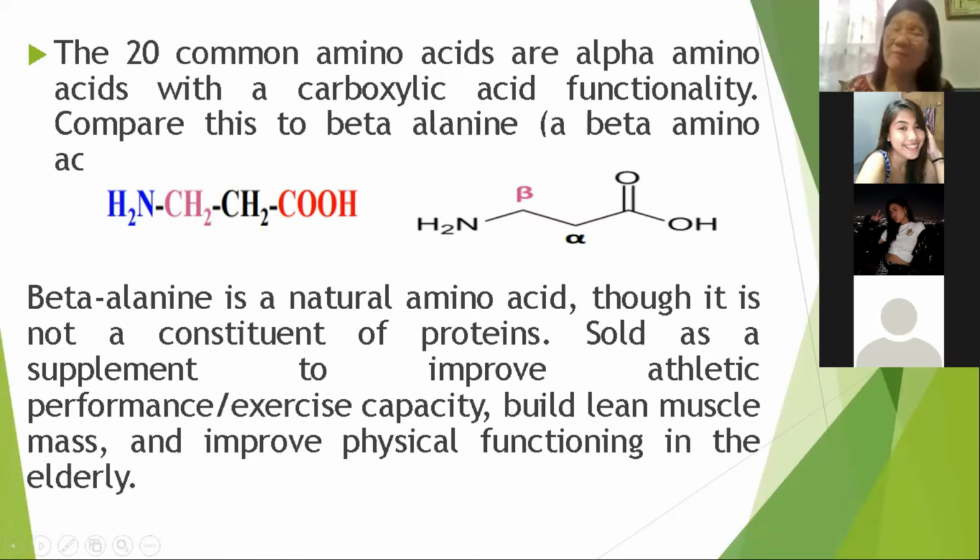Wow! So, this will improve physical functioning of the elderly. I'm included in that. So, I will be drinking beta alanine.